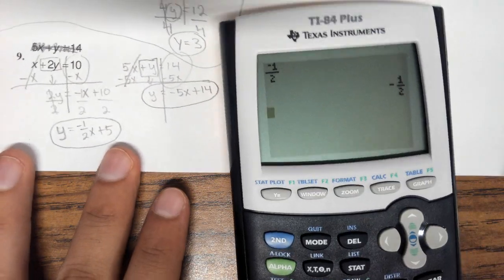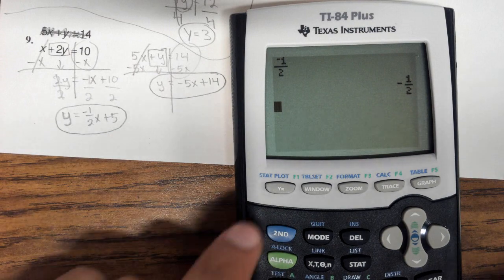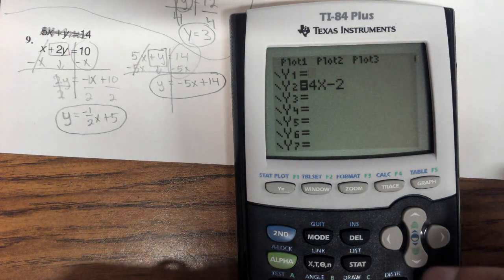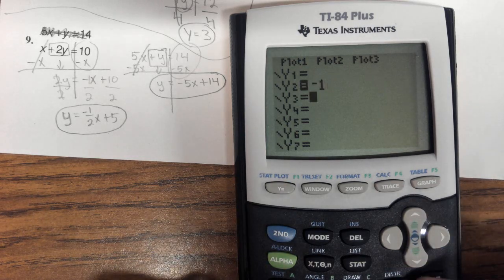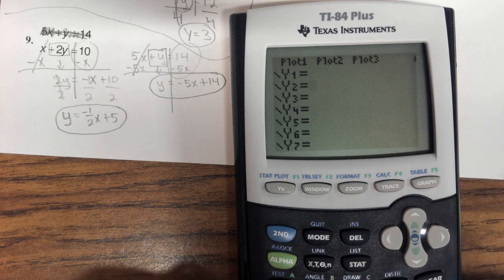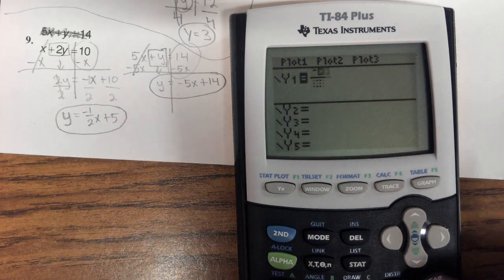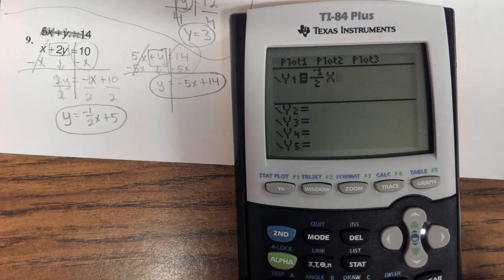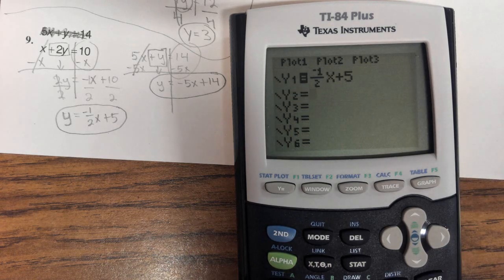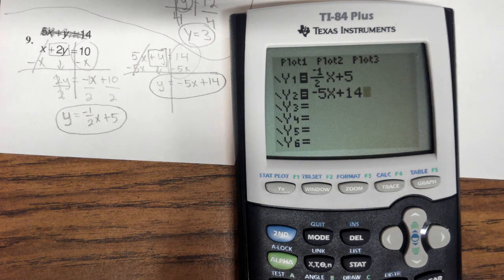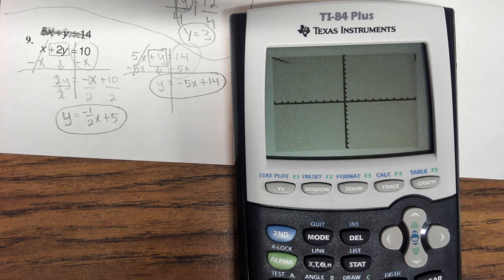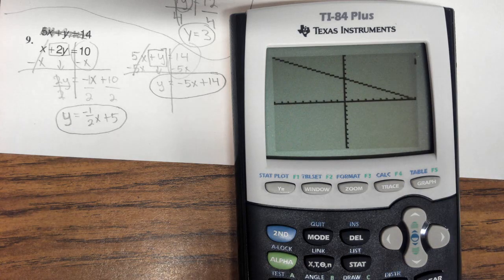I'll show you guys both ways that we can solve using our functions in our calculator. First one, well, obviously we have to type both of these in. Alright, so I type in both of my equations in my calculator. I'm going to show you guys both ways to solve. So the first one is if we hit graph. This is solved through graphing.